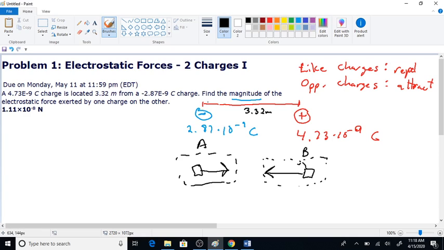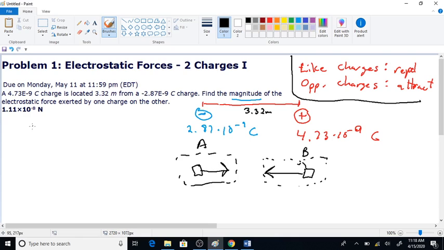Are we concerned with A? Then what's B doing today? If we're concerned with B, what's A doing to B? And you use these rules here, and then you pick which one you're worried about, and then you draw the diagram. What is the other one doing to the one we're concerned with?